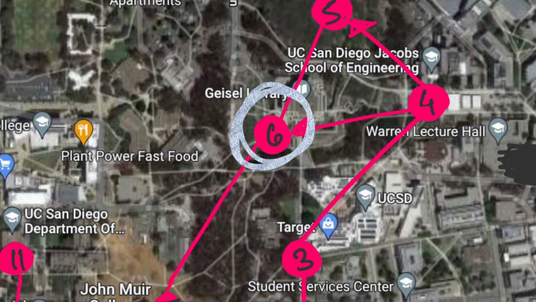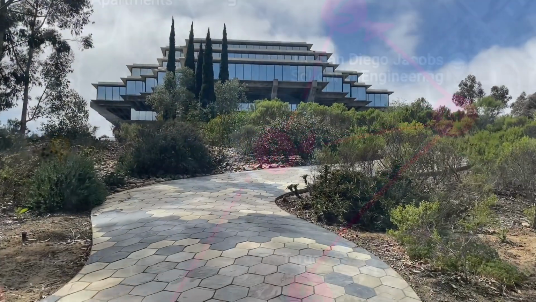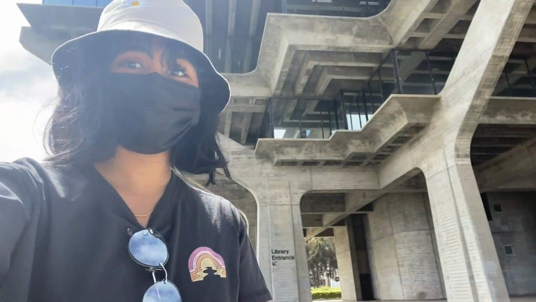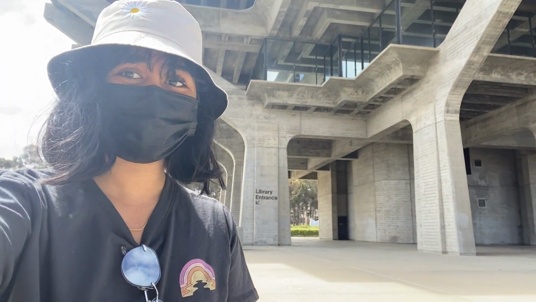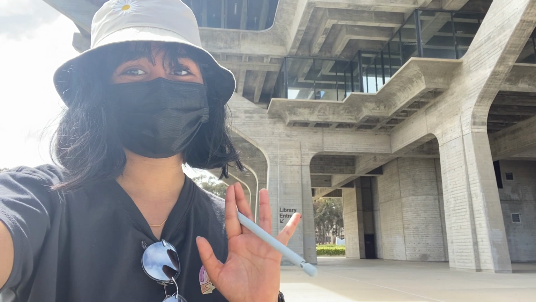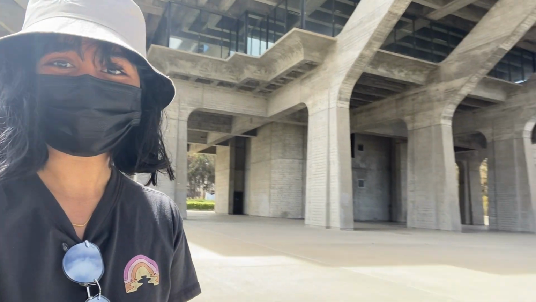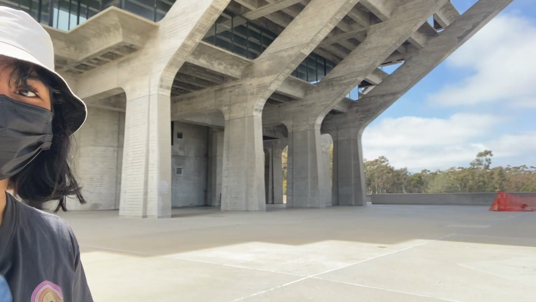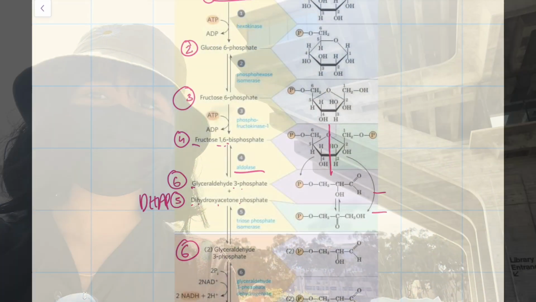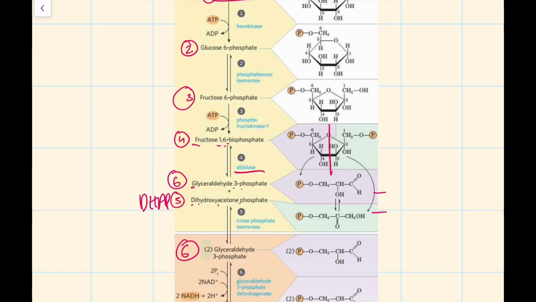Number 6 here, which is the other part, has fallen into Geisel, specifically the third floor, because I want you to remember that is G3P, and obviously the third floor is the best floor of Geisel. And with this reversible step, we are seeing the end of our energy investment phase of glycolysis.